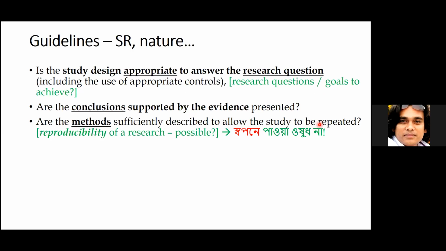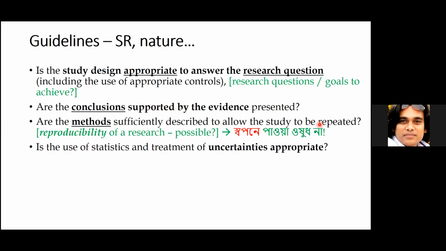We know that good research means reproducibility: another person can read the paper, implement the method, and this is called a good paper. It's not like you find medicine in a dream, okay. So is the use of statistics or treatment of uncertainties appropriate? Because in some research we have uncertainties or probabilistic issues, so make sure that whatever you put, those things are well explained.